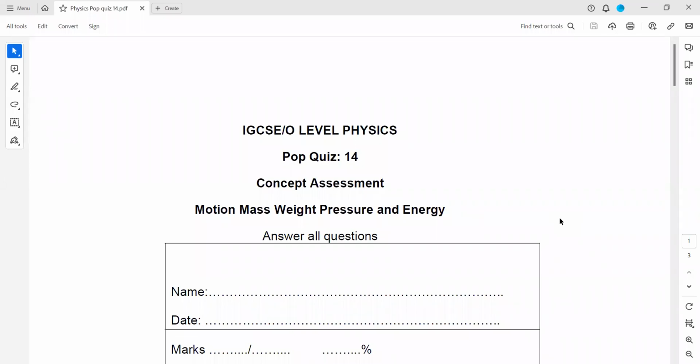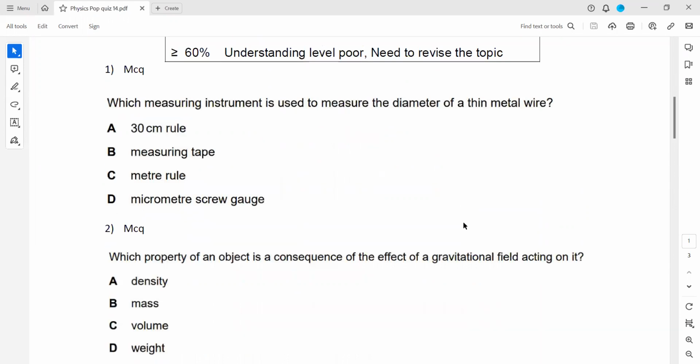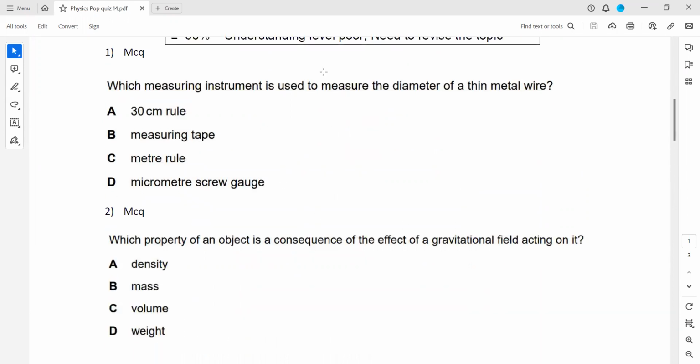Of quiz 14, which was related to topic motion, mass, weight, pressure, and energy. In the first question, which measuring instrument is used to measure a diameter of a thin metal wire?